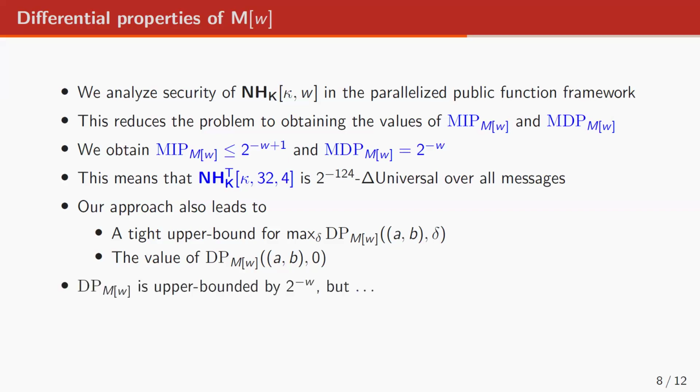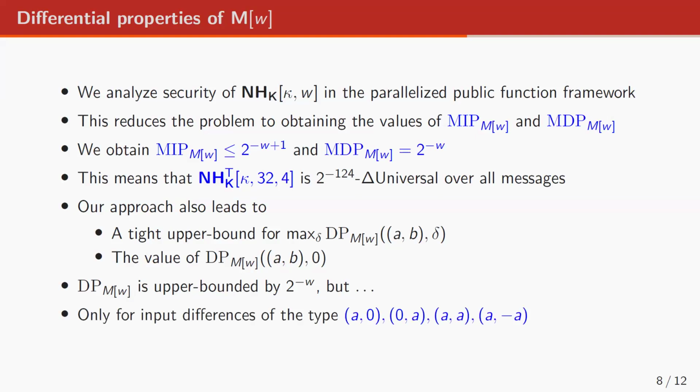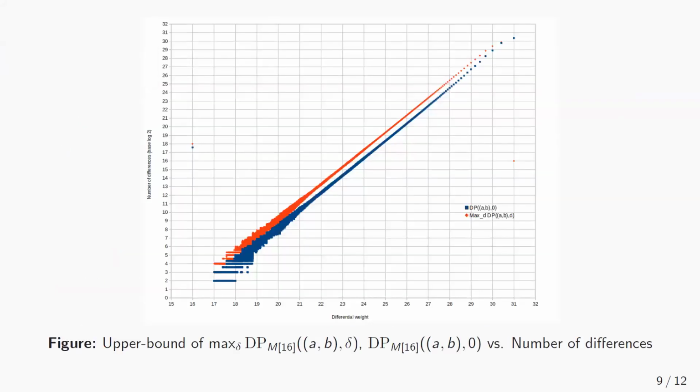Now, since we have efficient expressions to compute these things, we could actually compute the value of these DPs for all input differences. And we find out that even though the DP value is indeed upper bounded by 2 to the power minus W, it only happens for very few input differences, namely these four: A0, 0A, AA, and A minus A. For most other input differences, the differential probability is way lower, which we show in this histogram.